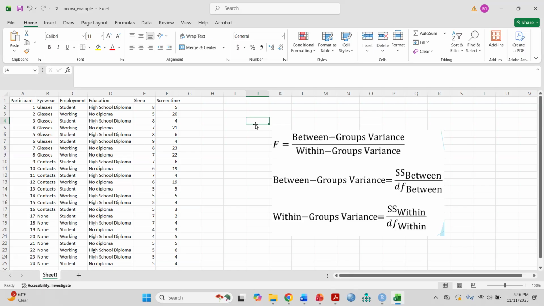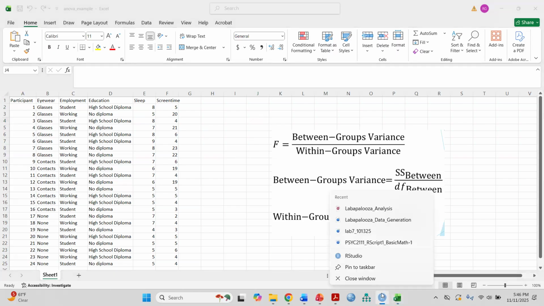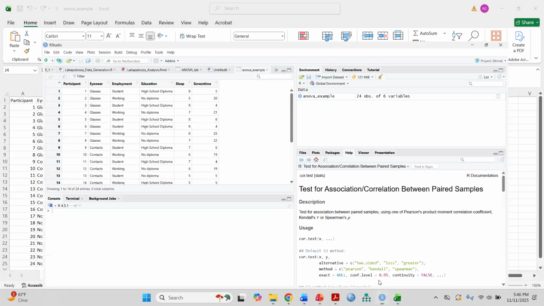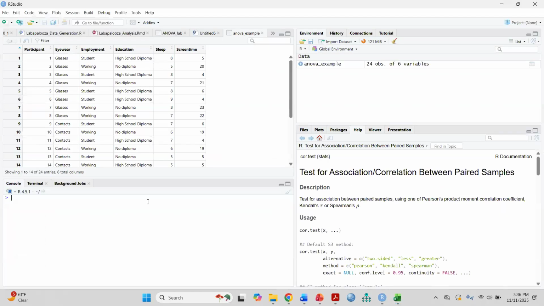So let's get started. I've taken all of these data and I have imported them into RStudio. So you can see it's the same data right here. And we are going to conduct a one-way analysis of variance for people who are in different categories of eyewear, and their screen time, to see if those groups significantly differ from each other in average screen time.